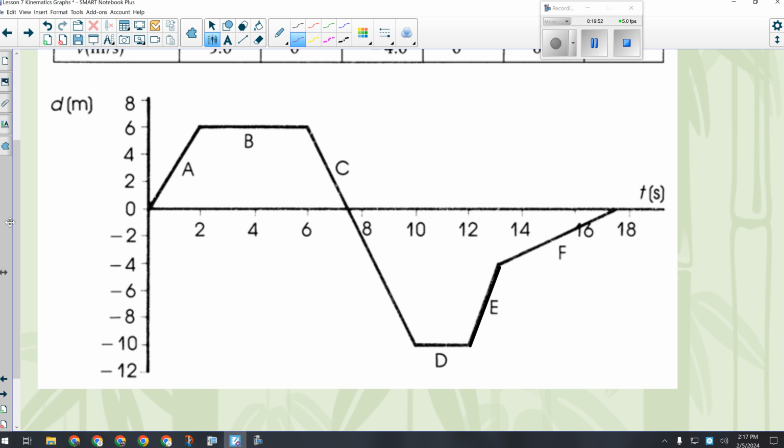Okay, what's going on in part B? It's not moving? It's not moving, okay? Because I'm stuck at a position of 6 meters for 4 seconds. Okay, it's not moving. What's going on in part C?